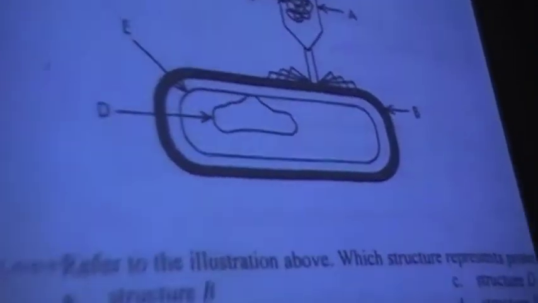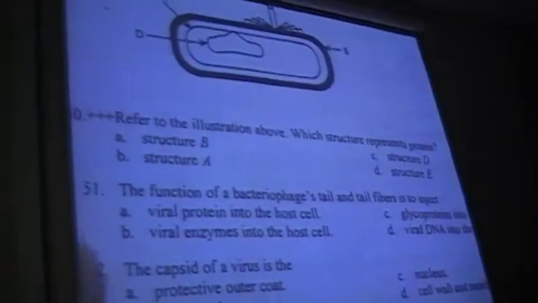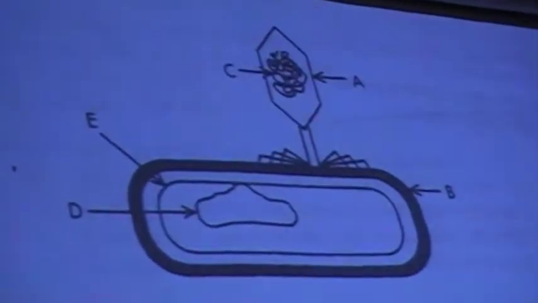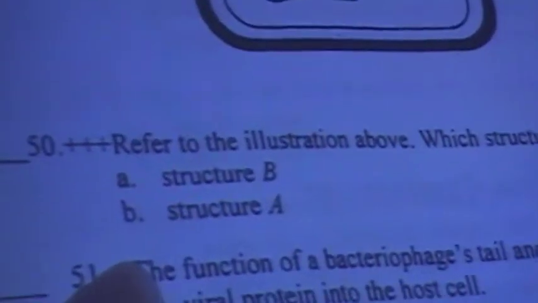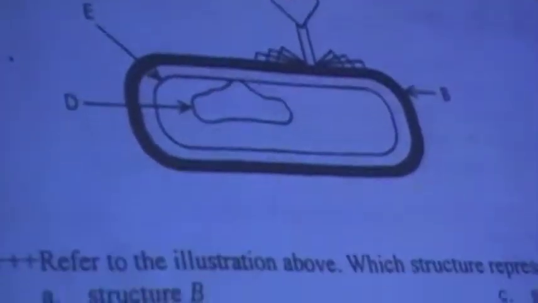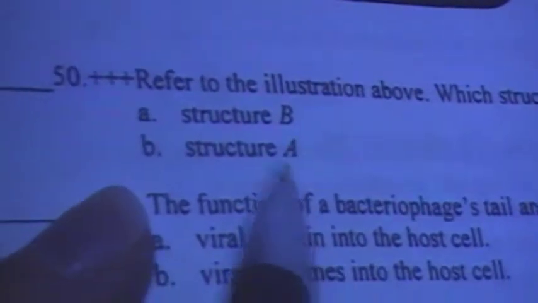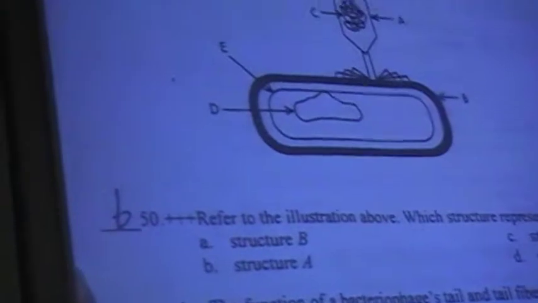Look at the diagram. This is the picture I drew for you earlier, sort of. What is letter A? Protein. A protein coat. Okay, what is C? DNA. Okay, so for number 50, they're asking which part represents the protein. That is the letter A. Don't get confused and put letter A here, because that says structure B. It's letter B, structure A. Don't know why anybody would want to do that to us and try to confuse us.